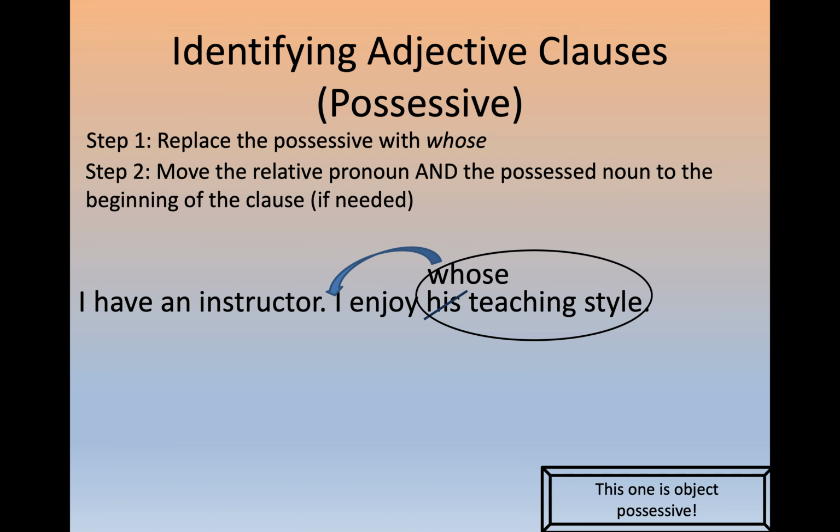and I should keep whose and teaching style, the thing being possessed, together, but now because it's the object, I'm going to need to move whose and teaching style to the beginning of the clause. So, whose teaching style I enjoy. This is different from the previous slide when it was a subject. Now it's an object, so there's a little bit more movement.